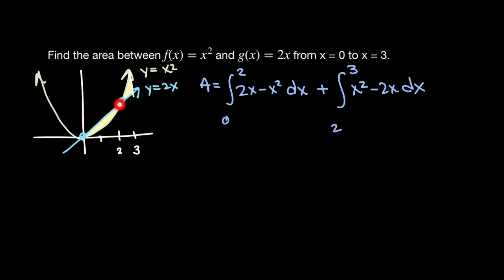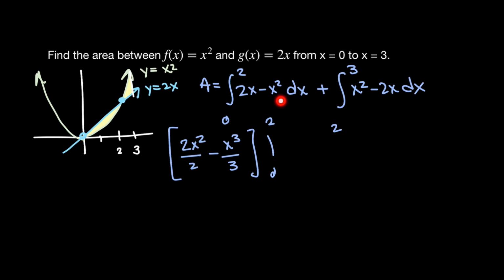Then we'll integrate from x equals 2 to x equals 3, so bounds from 2 to 3, and now the top function is the x squared, and the bottom function is the line, or the 2x. So we're going to integrate x squared minus 2x. So I'm going to have to solve each of these integrals separately. That'll give me the area of those two separate regions, and then I'll add them together to get my final answer.